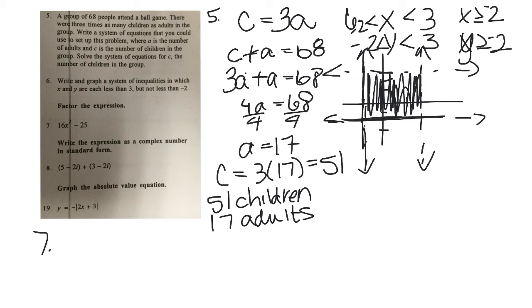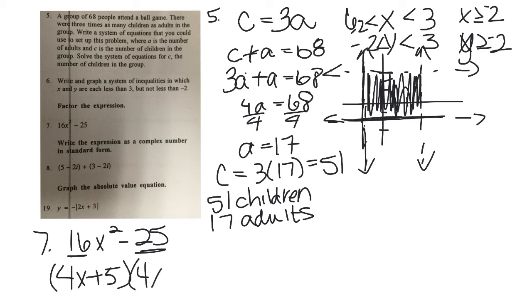Number 7, factor 16x squared minus 25. We should recognize this as a difference of squares because we have a perfect square minus a perfect square. So this is 4x plus 5 times 4x minus 5.